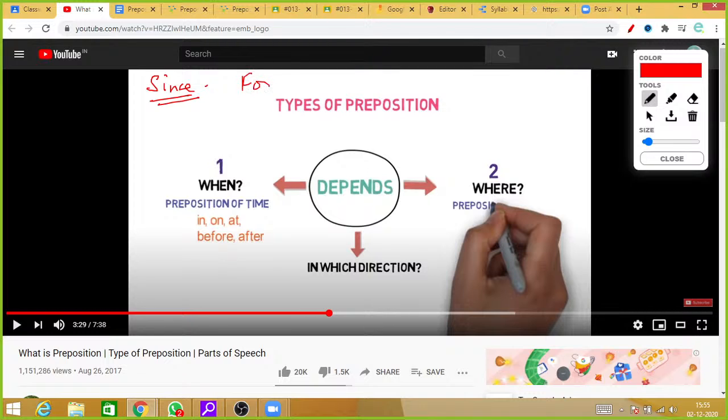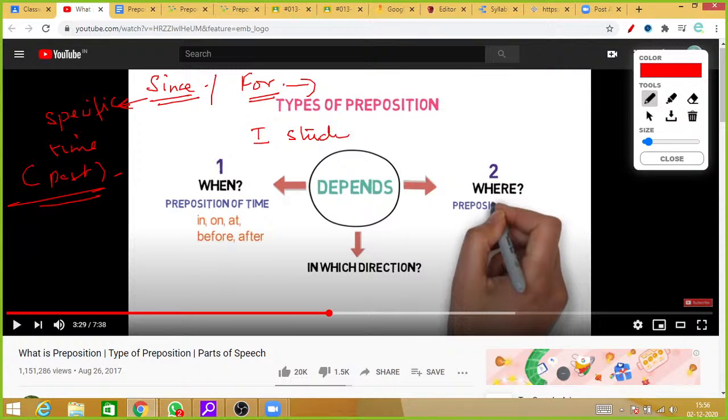For and since, there is a difference between them. Since is you specifically mention a previous time, past का time. Specific time दोगे, past में जो भी रहा होगा. Since, तब से मैं ये कर रहा हूँ. For होगा, इतने सालों से कर रहा हूँ या इतना time लगा. I studied for 2 hours. तो how many hours? 2 hours.